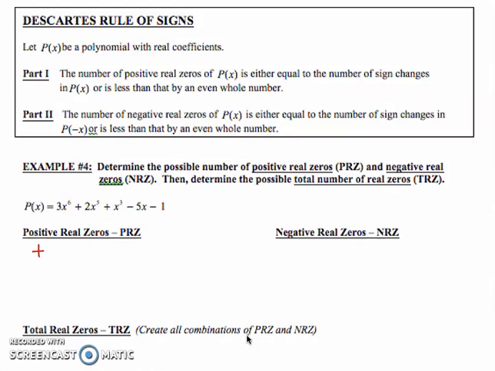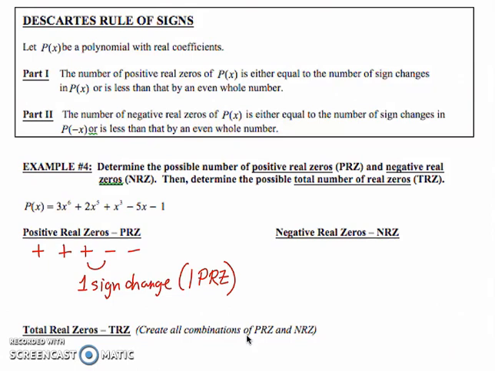Our 2x to the 5th is a positive term. Our x cubed is a positive term. And then our negative 5x is negative, and our constant term negative 1 is negative. So if you look, you can see here that all I have from here to here is 1 sign change. So what that tells me is that this polynomial has 1 positive real zero.